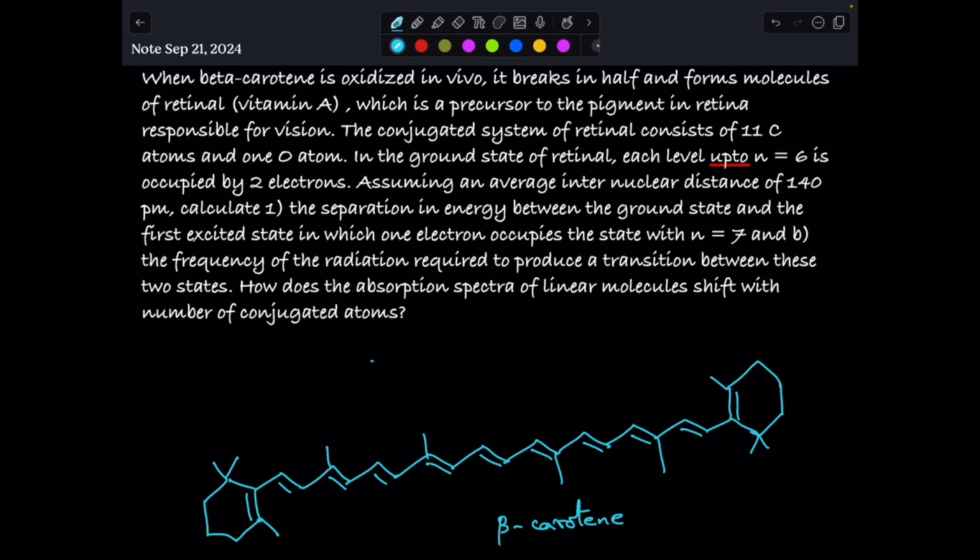Assuming an average internuclear distance of 140 picometer, calculate the separation in energy between the ground state and the first excited state in which one electron occupies the state with n equals 7 and the frequency of the radiation required to produce a transition between these two states. How does the absorption spectra of linear molecules shift with number of conjugated atoms?